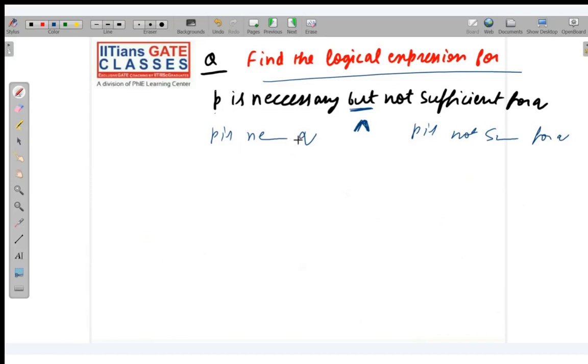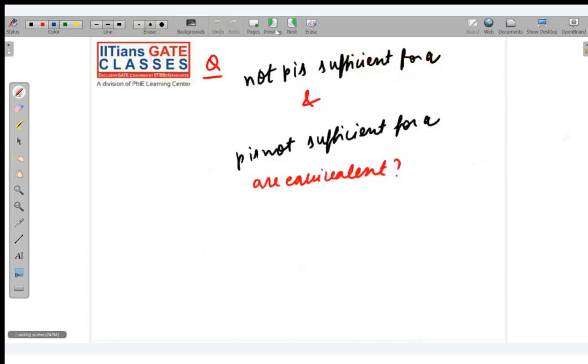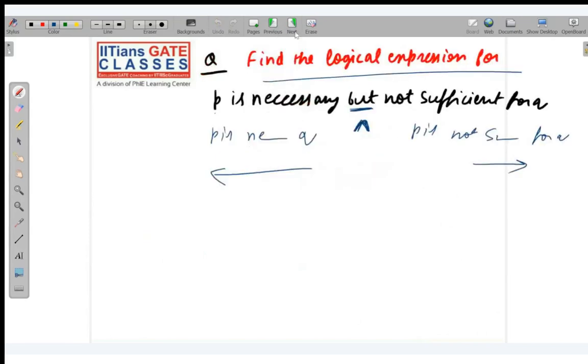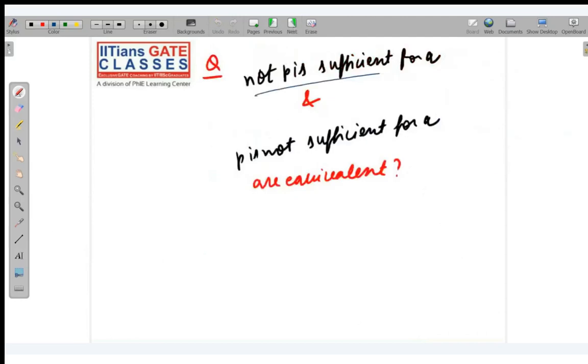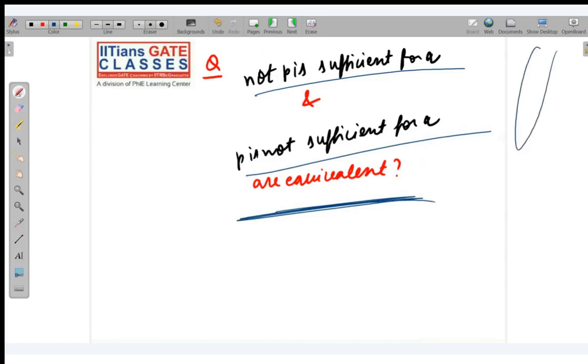Since P is necessary for Q, the direction will be like this. Sufficient direction is like this. Now P is not sufficient for Q. Okay, so now see this, this is a very important point. First, before solving this question, see this: not P is sufficient for Q, and P is not sufficient for Q. Are these two equivalent sentences? What do you think? No, they are not equivalent.